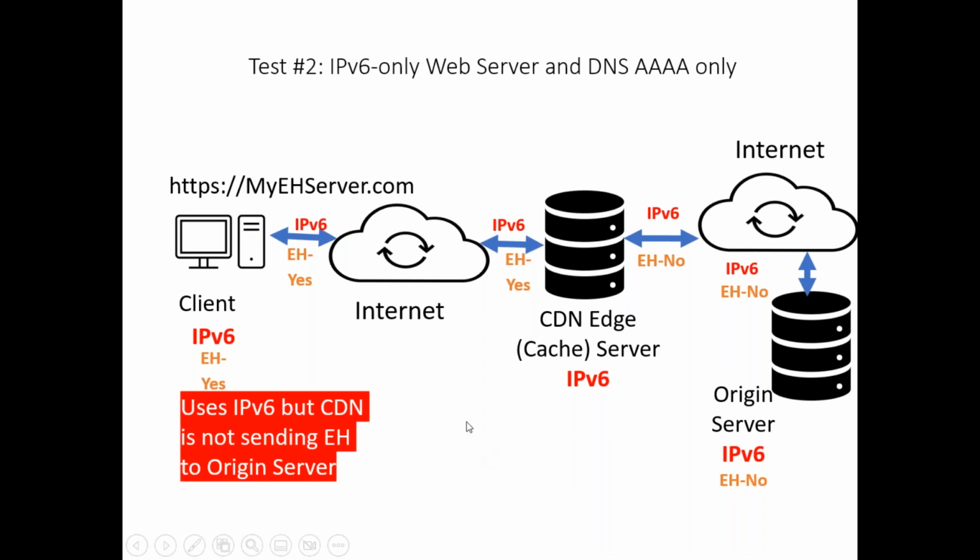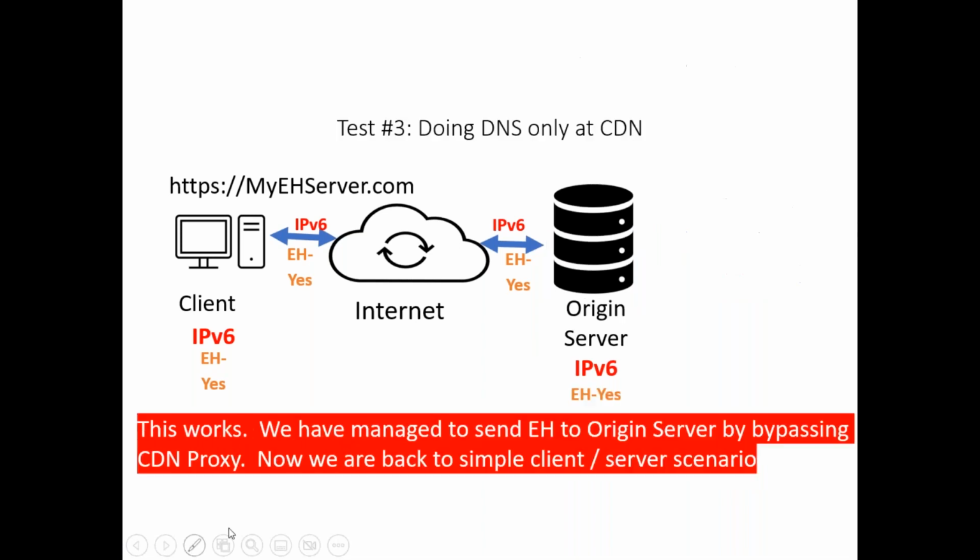Okay, so if you do that, what happens is that the extension header is passed to the CDN edge, and the packet does go through, but the extension header is not sent all the way to the origin server. This is quite an interesting thing. What you have to do in order to force this is force it to be an IPv6-only web server and have only a quad A record. If you do anything other than that, it'll use IPv4. It wants to use IPv4.